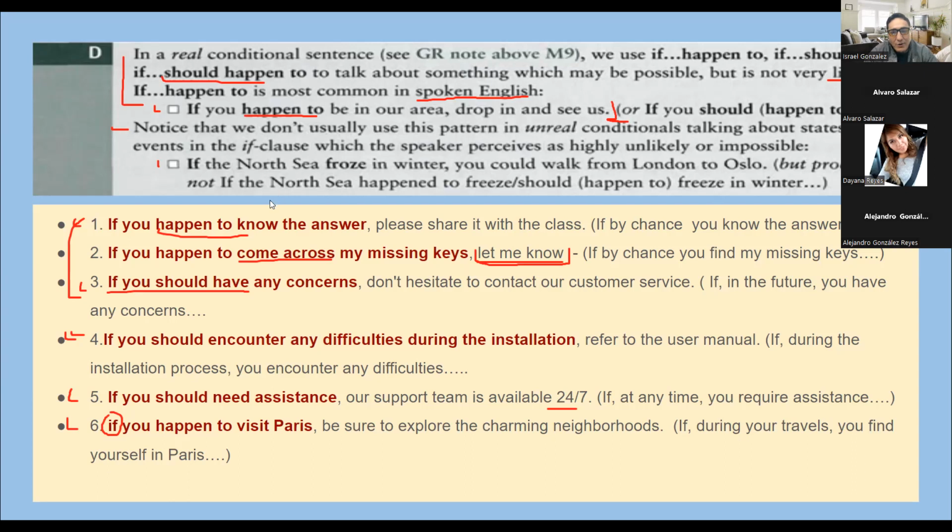check the structure. If you happen to do something. And as it says, it is not commonly used with verbs that refer to something in your mind. If you happen to imagine, no. If you happen to remember, no. But with verbs that imply some kind of action, it is more common. Well, in the case of know, because it also implies some kind of answer, when they say, if you happen to know the answer, so you are going to say it.